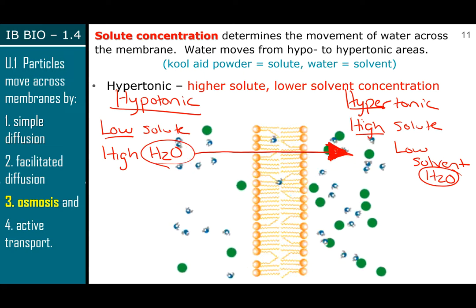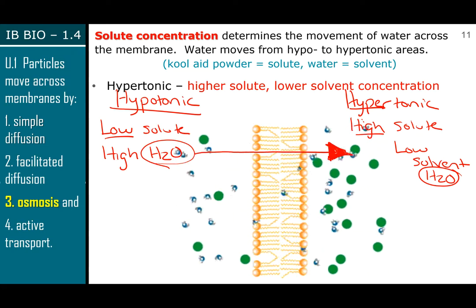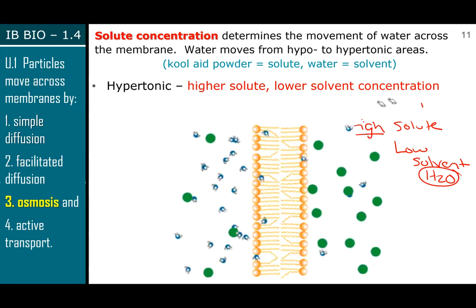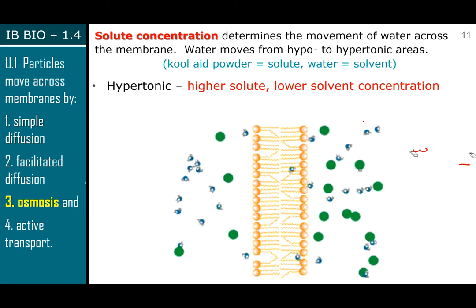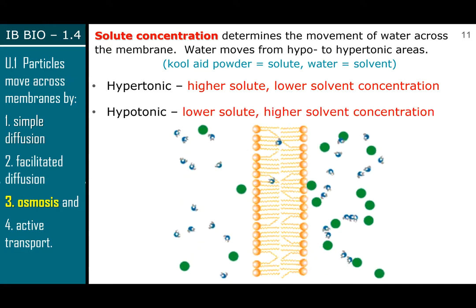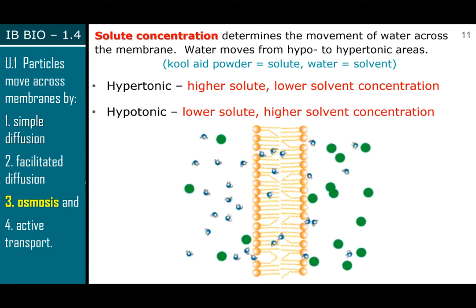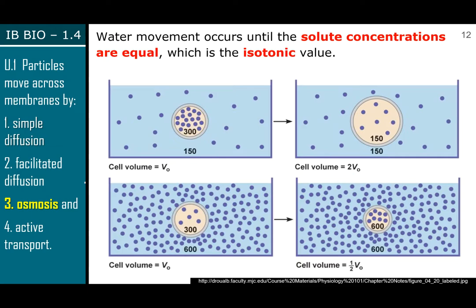Hypertonic, higher solute, lower solvent. Hypotonic, lower solute, higher solvent. Okay. So water movement is going to keep occurring until the solute concentrations are equal. Isotonic. Isotonic means equal. So if you have concentrations that are the same, that is isotonic.